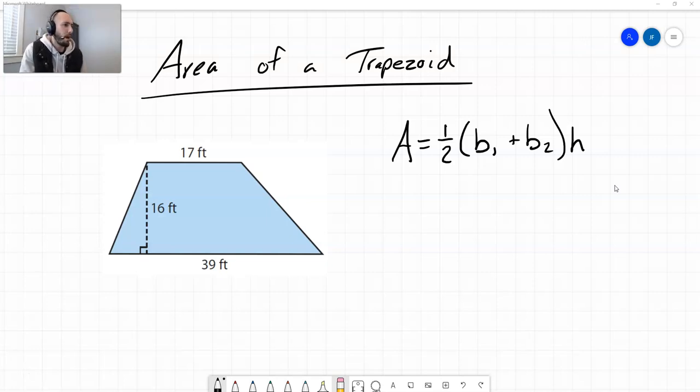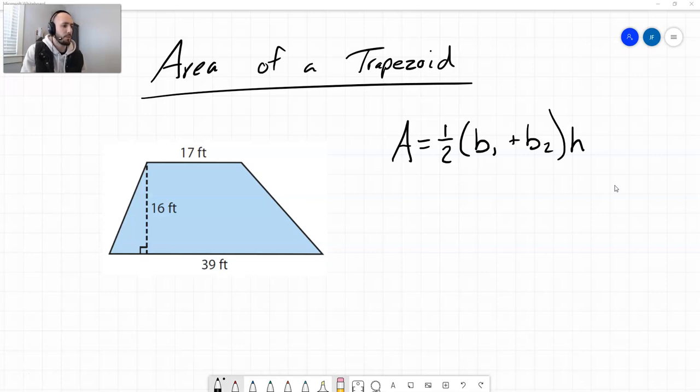So I've written the formula out here, and that is area equals 1/2 base 1 plus base 2 times the height. And so this is what the formula looks like. But I'm going to explain a little bit as to why it is what it is.